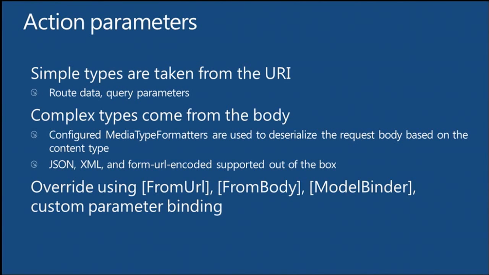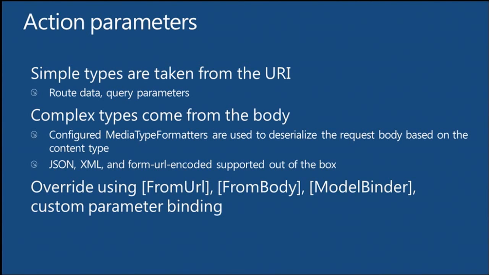The way you should think about how the parameters will get bound is that if you have a simple type parameter, like a string or an int or a double, something that can be converted to and from a string, we will take that data from the URI. Like it'll be a query string parameter or route data or maybe form data that's been put into the URI. Simple types, we assume come from the URI. And we'll just match them up based off of name. If it's a complex type, we're going to assume that comes from the body.